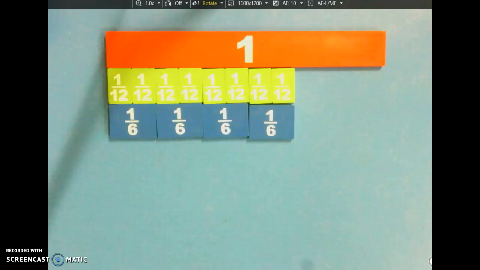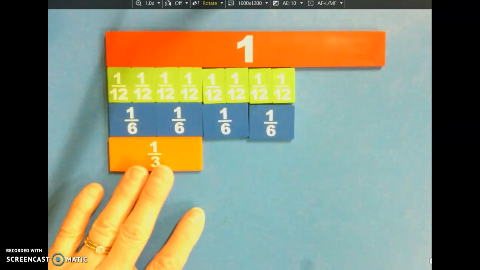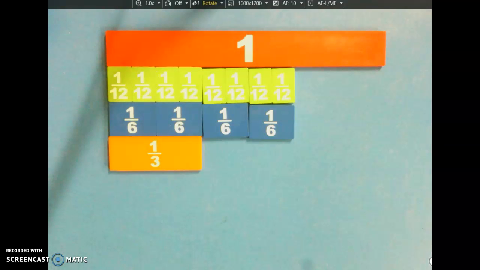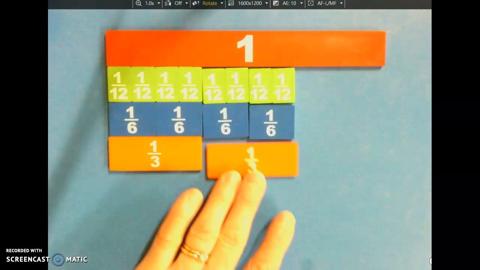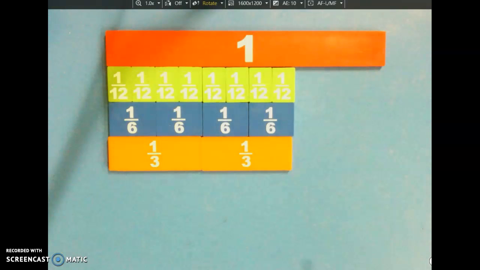Now, is there another way to show the same amount? Well, maybe you're thinking about your thirds. So let's see, I see one piece of orange, or 1/3, equaling 2/6. And so a second third equals another 2/6. So put them together. I see also that 2/3 is equivalent to 4/6, which is also equivalent to 8/12. All of those are equivalent fractions because they name the same amount.